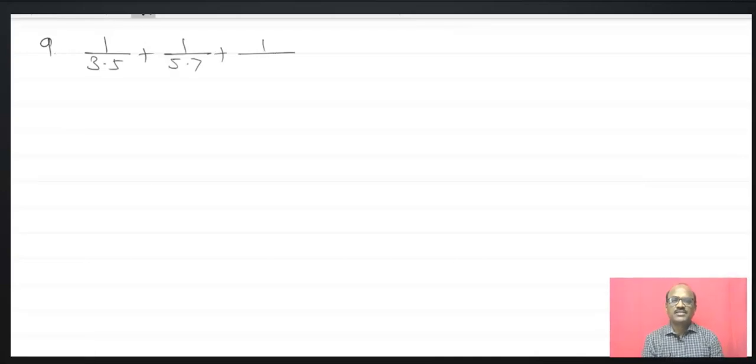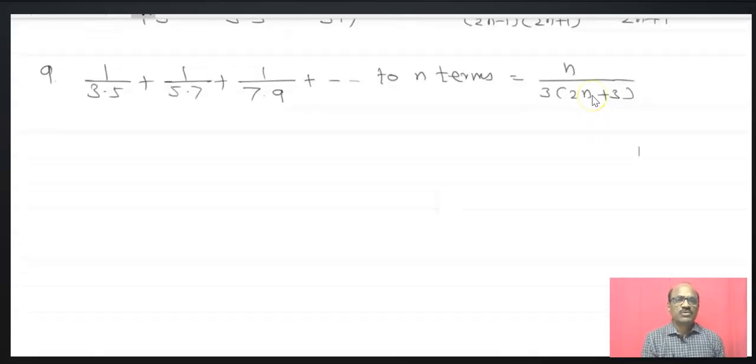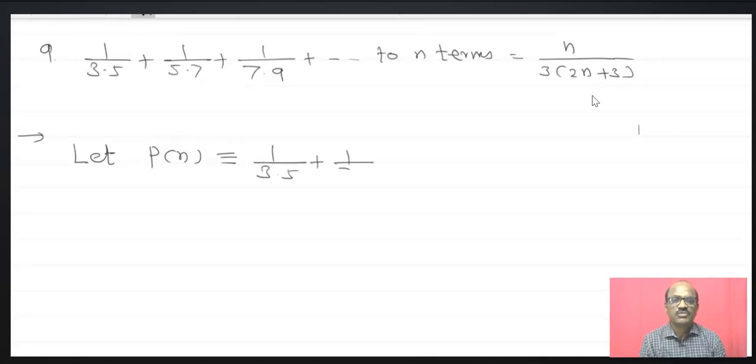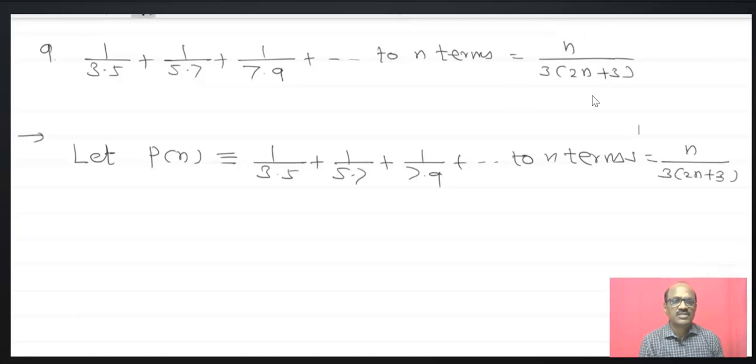Now the next example is 1 upon 3.5 plus 1 upon 5.7, that is multiplication, 1 upon 7.9 plus dash dash to the nth term, that is equal to n upon 2n plus 3. Now the first step, let P of n be 1 upon 3.5 plus 1 upon 5.7 plus 1 upon 7.9 plus dash dash to the nth term, that is n upon 3 in bracket 2n plus 3.